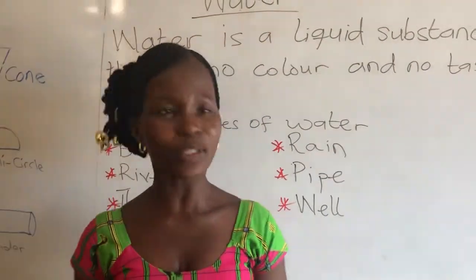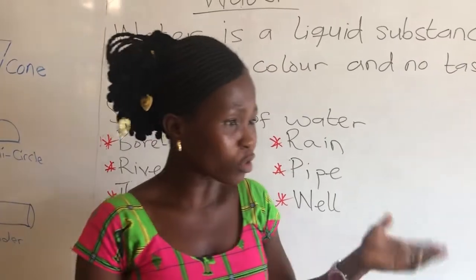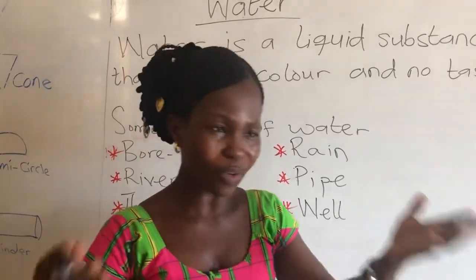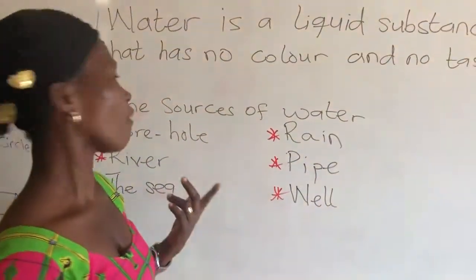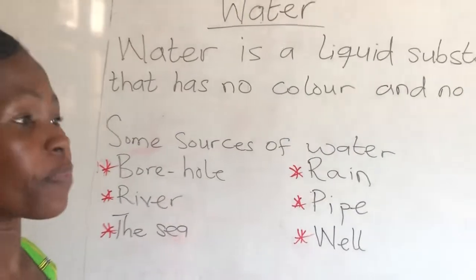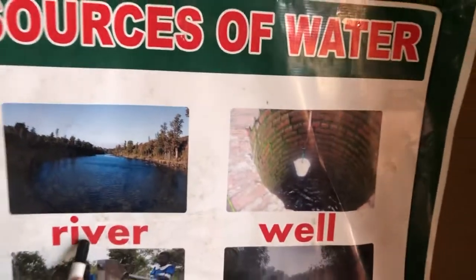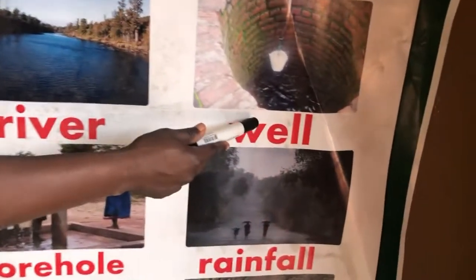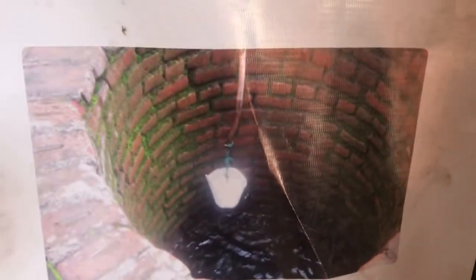Now, in school or in your houses, where do you get water from? Where can you get water? At home, where do you get water from? And when you come to school and want to drink water, where do you get water from? So let's look at some of the sources of water. We have river. We have well. This well is normally in our villages.